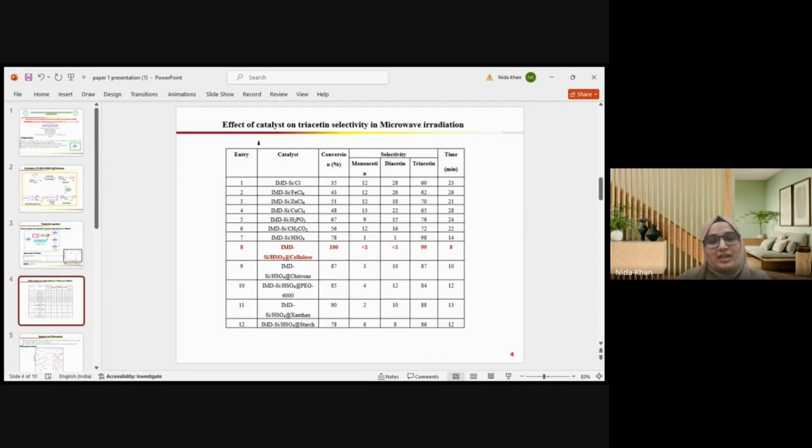We optimize this reaction by using different catalysts. We synthesize different catalysts to optimize the reaction. First, we tried different ionic liquids by changing the chloride ion with a metallic ion. Then we see that there is an increase in triacetin yield. Then we tried acidic ions. Here we see that IMD-Si HSO4 is the best among all acidic ions.